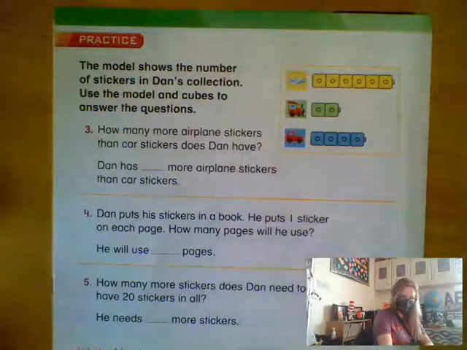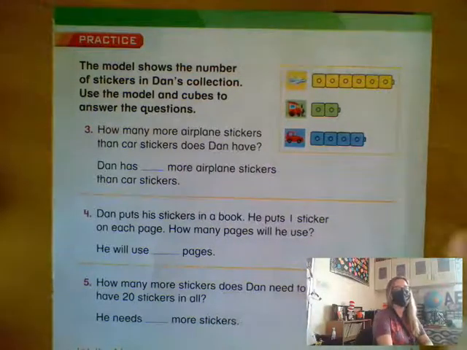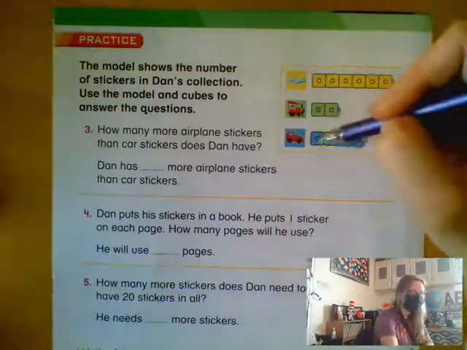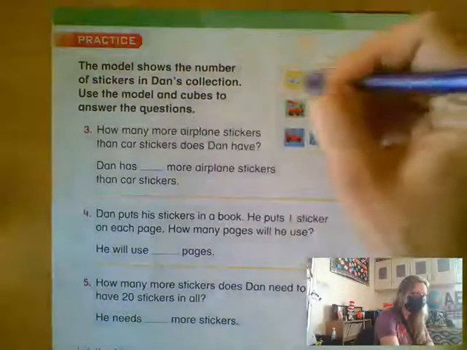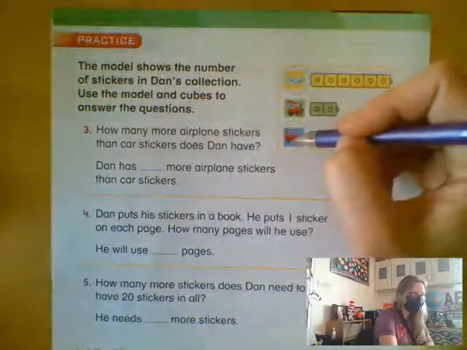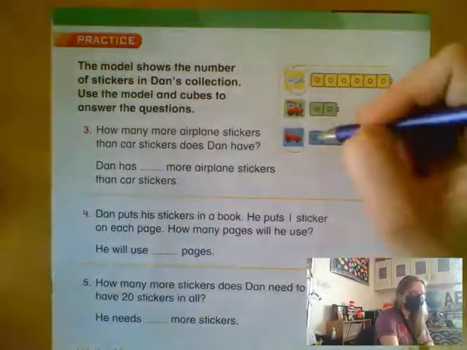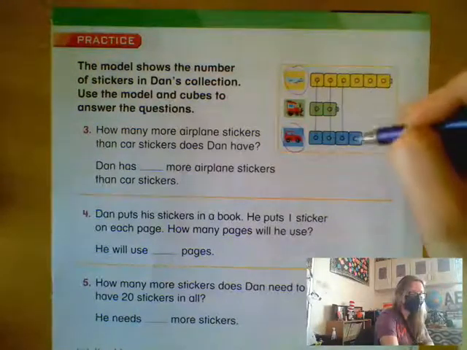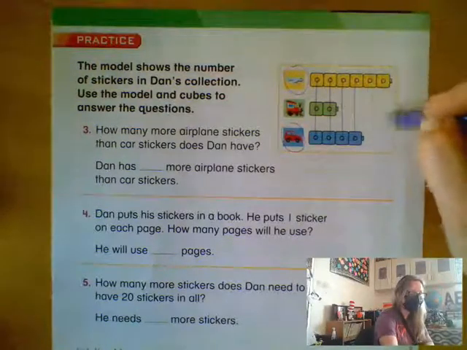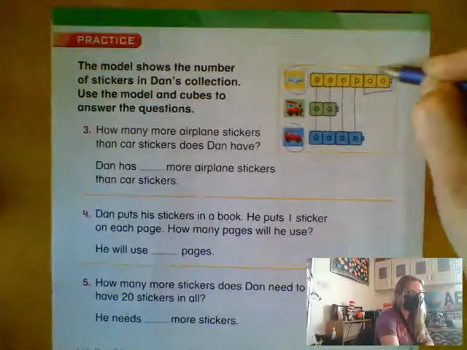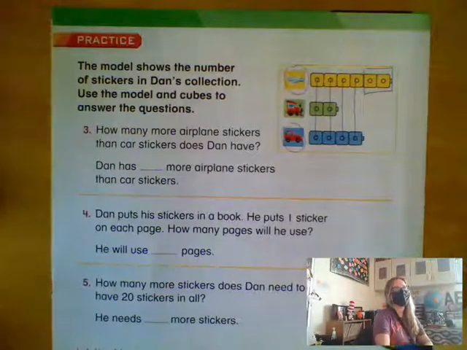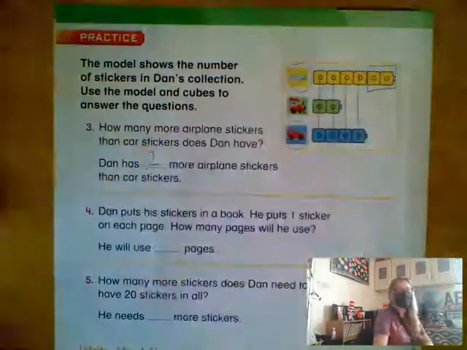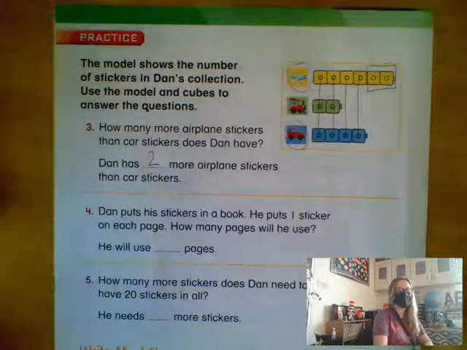Now there's a trick you can do, Beckett, without even having to count or doing subtracting. You can just connect. We're comparing airplanes to cars. So we can go, they both have 1, they both have 2, they both have 3, they both have 4, but how many more airplane stickers are there, Beckett? 2 more. So Dan has 2 more airplane stickers. Go ahead and write 2 for that.